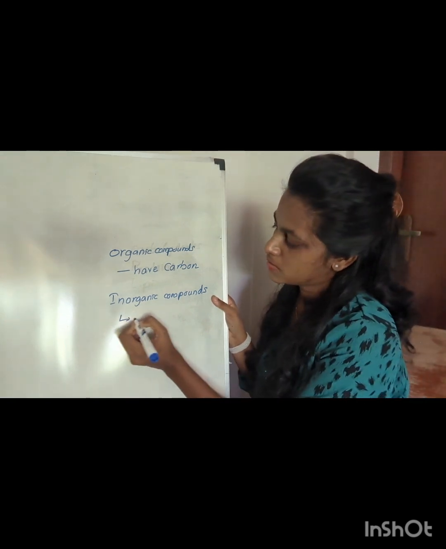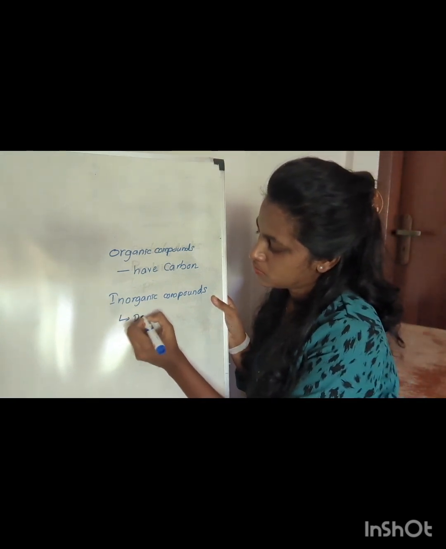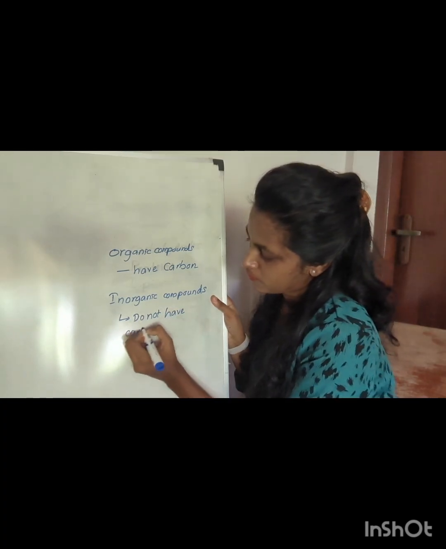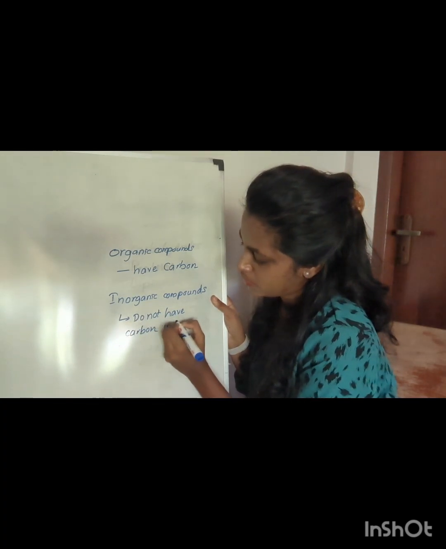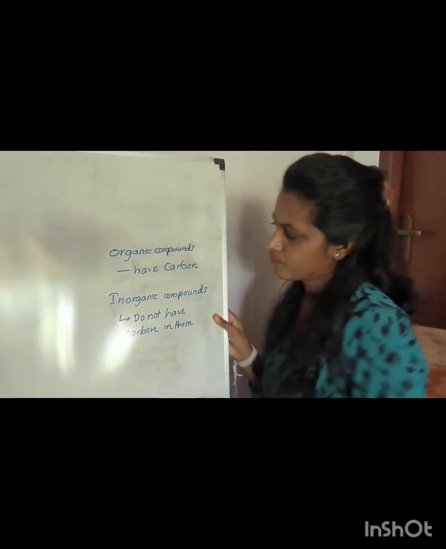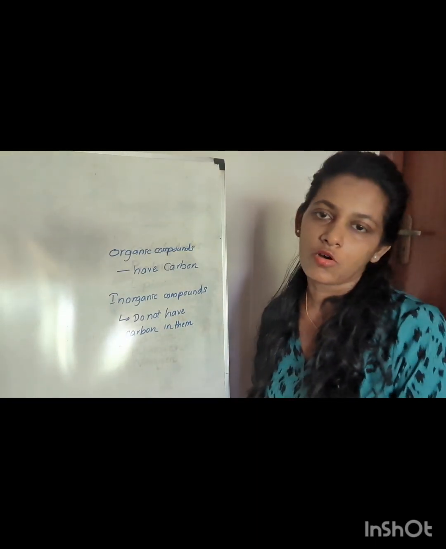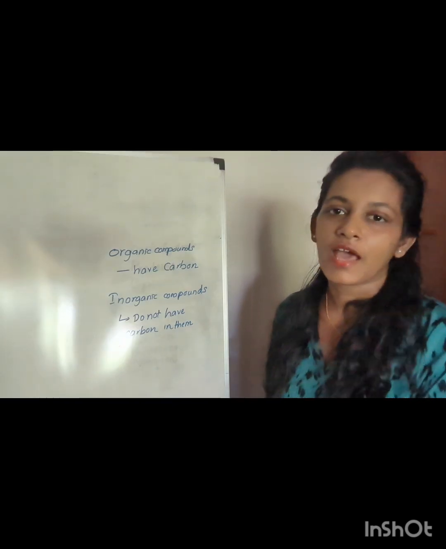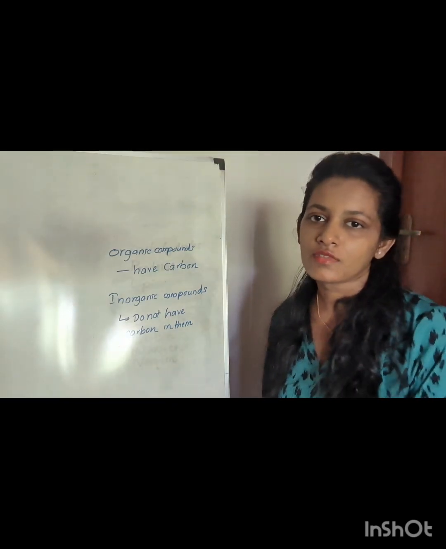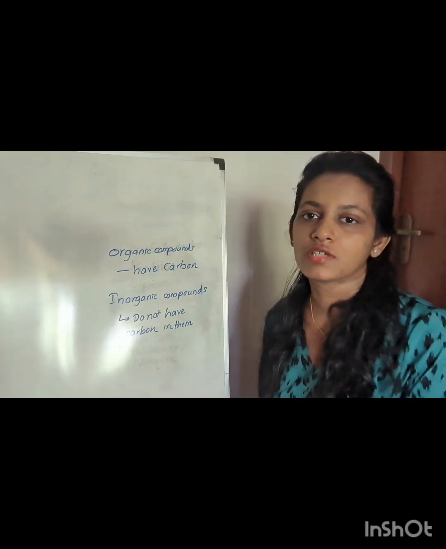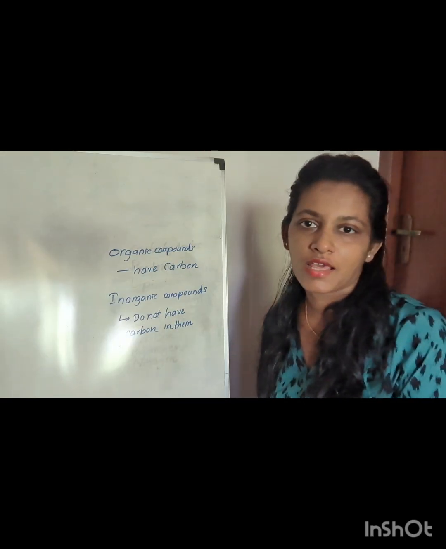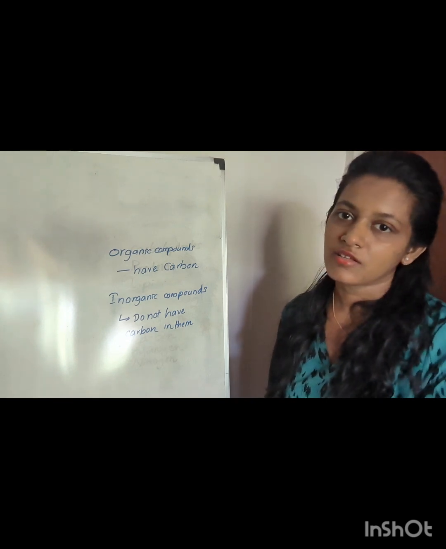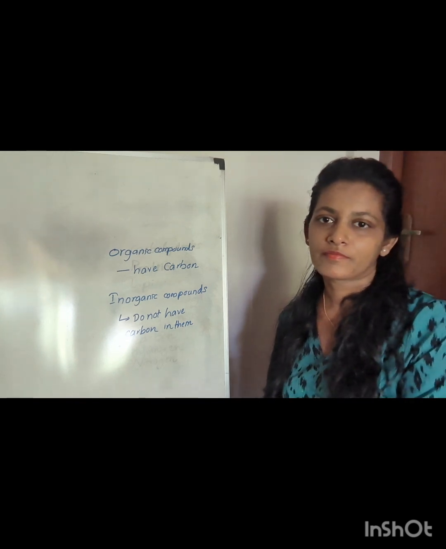So let's write it like this. Do not have carbon in them. The examples for organic compounds are carbohydrates, proteins, lipids, and also nucleic acids. Examples for inorganic compounds are minerals and water, and also some gases such as nitrogen dioxide, nitrogen oxide, like that.